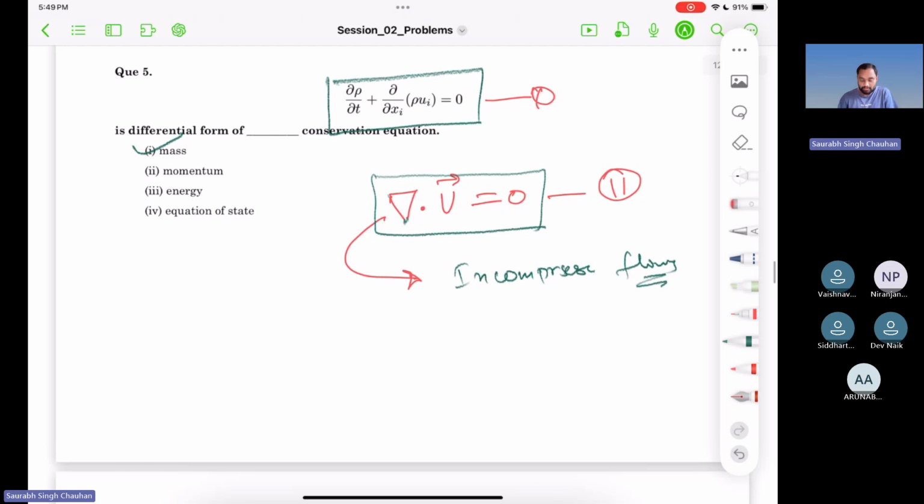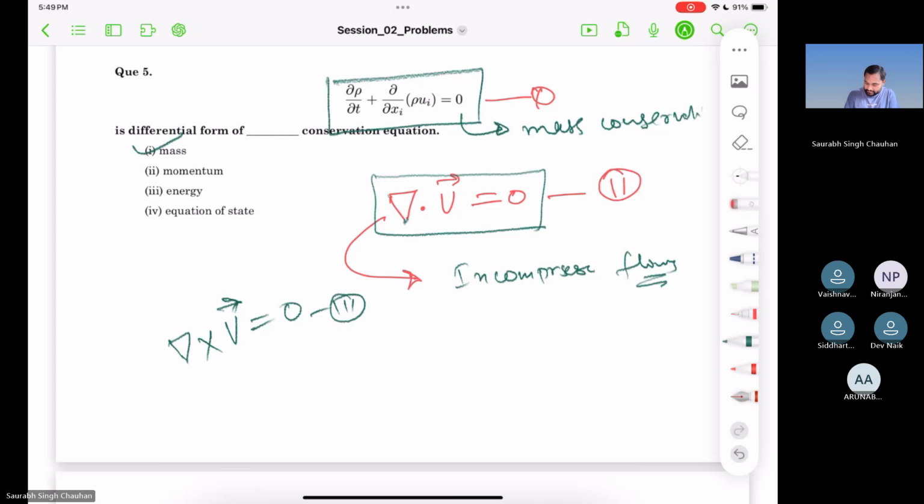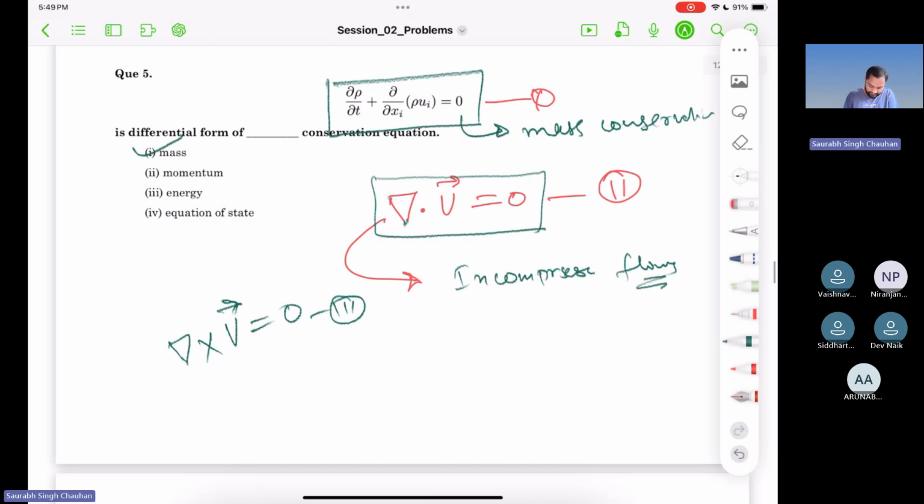Okay. So I think it is clear. And sometimes you may encounter curl of velocity equal to 0. So what is this? The first equation was our mass conservation equation. The second equation basically means your flow is incompressible. And if you find that curl of velocity is equal to 0, then the flow is irrotational.